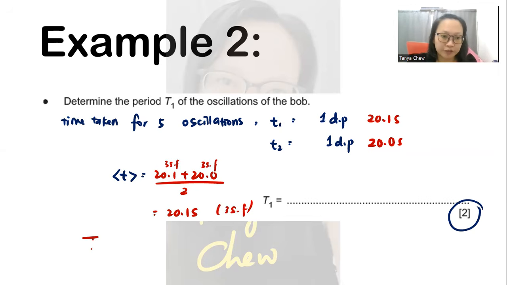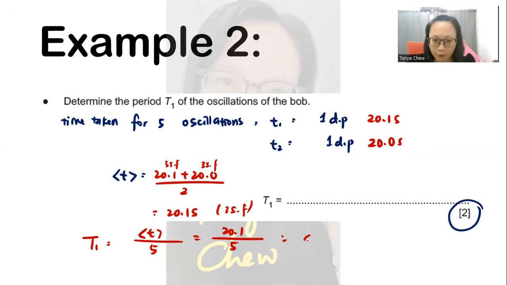So to calculate period T1, very easy. Just take your T average divided by the number of oscillations. Let's say 5 oscillations. So 20.1 divided by 5, and you get 4.02 seconds. That's the period.